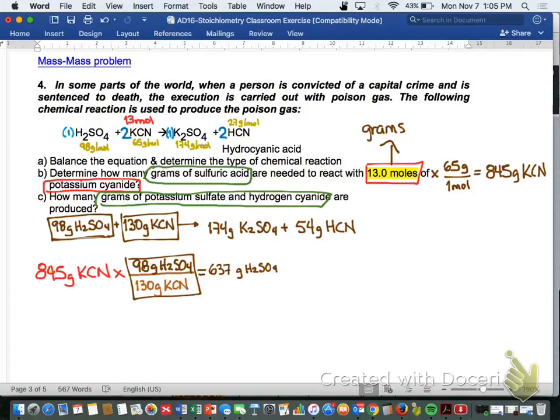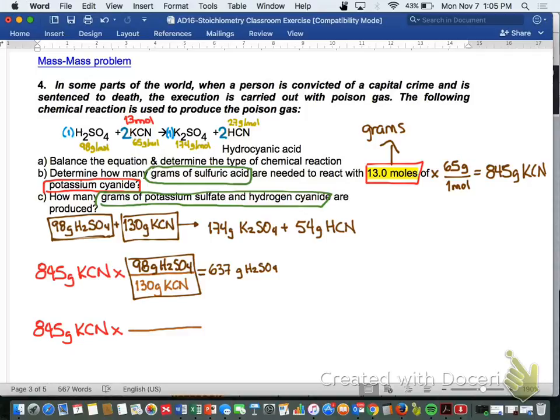Yes, it's going to be 637 grams of H2SO4. Okay, now, to solve the other amounts, it's the same, but starting again with the same 845 grams of potassium cyanide. When part B starts, it's the same. That is B, and it ends there.